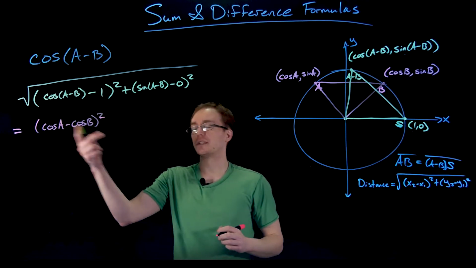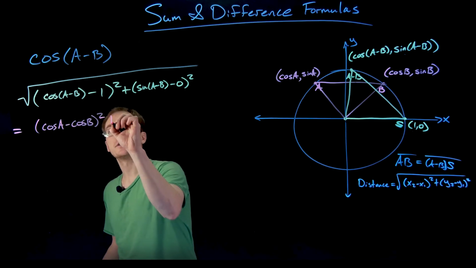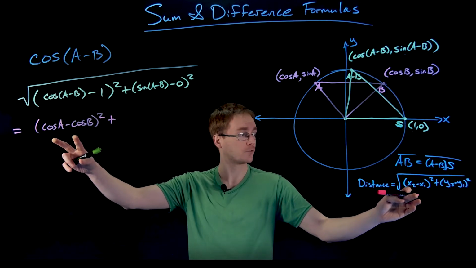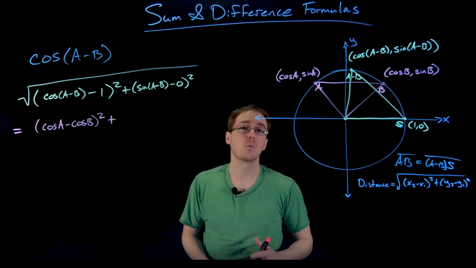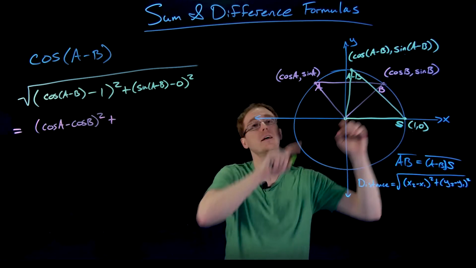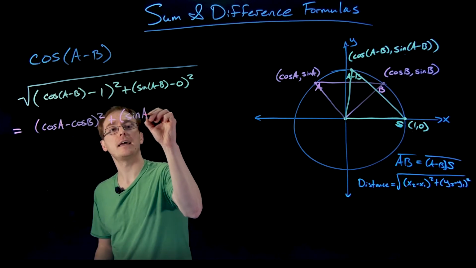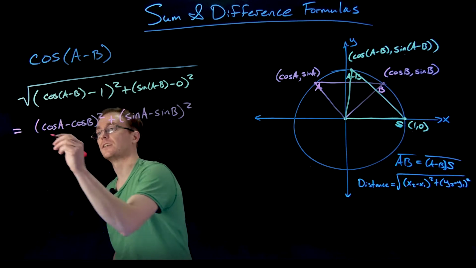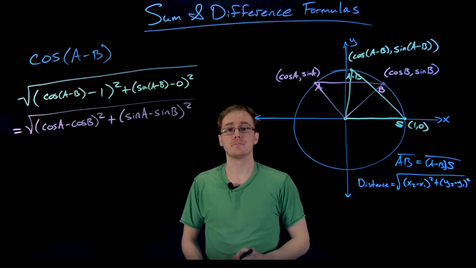And whether you do the difference in the opposite order doesn't matter. We'll get the same thing in the end once the dust clears. So that is the difference between our x coordinates squared, that piece of our distance formula. We have to add to that the square of the difference between our y coordinates for these two points. That's going to be the difference between these sine values, so that'll be sine of A minus sine of B. That quantity has to get squared, and we can't forget our square root over that quantity.